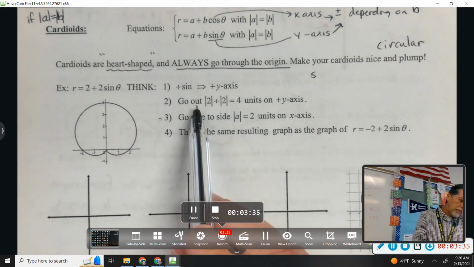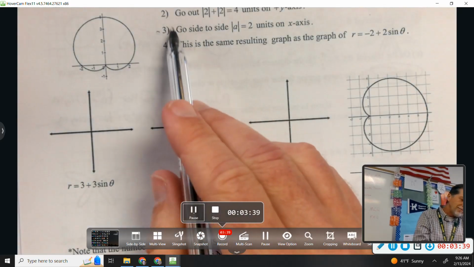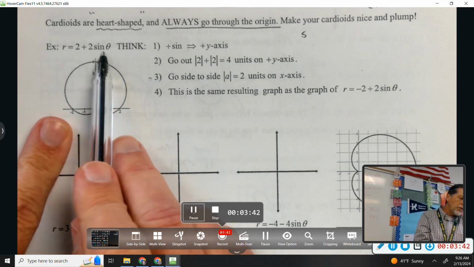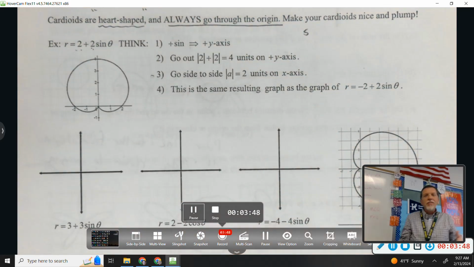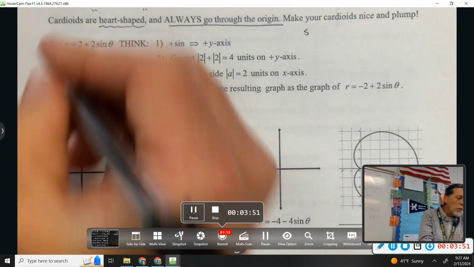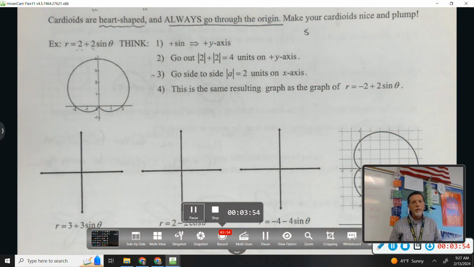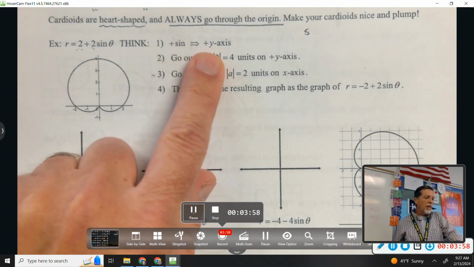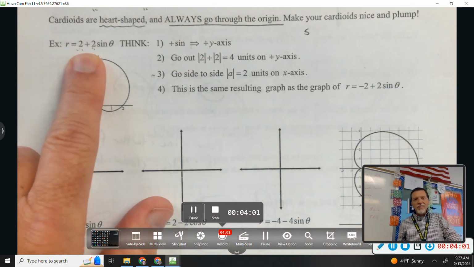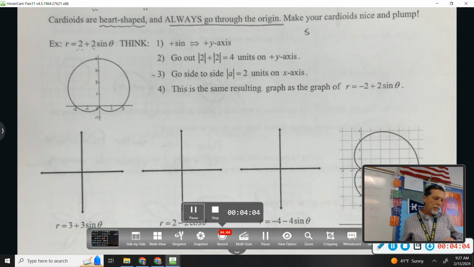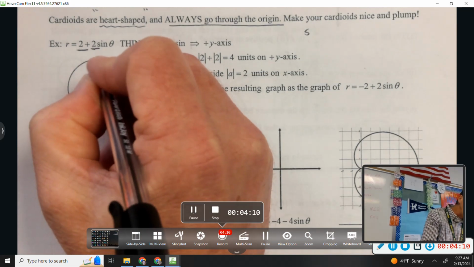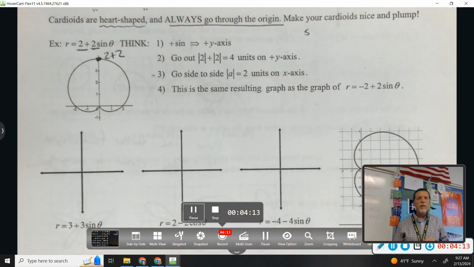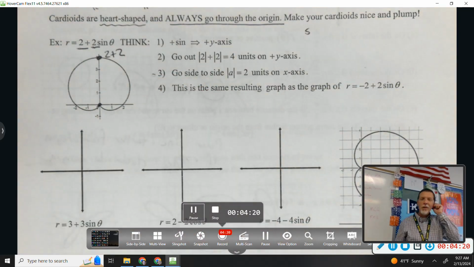Okay. So for this example, 2 plus 2 sine theta. We know it's a cardioid because a and b are equal. I mean, we're obviously in the cardioid section, but if you stumbled upon this equation out in the wild, a and b being equal means it's a cardioid. Sine means it's on the y-axis, and the fact that it's a positive sine means it's on the positive y-axis. 2 plus 2 is how far you go on the positive y-axis. You can even say that 2 minus 2 is how far you go on the other side of the y-axis, but 2 minus 2 would be 0.